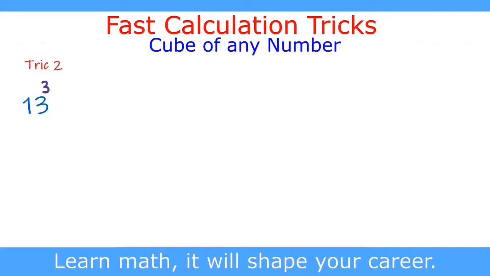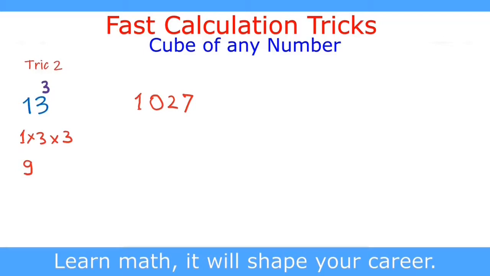Let's learn how to do it. So we take the cube of 1 and we write 1, and then the cube of 3 is 27, which we will write in 3 digits. So we will write 27 as 027. Now we will multiply the first digit by the second digit and we will multiply it by 3. So 1 multiplied by 3 multiplied by 3 is 9.